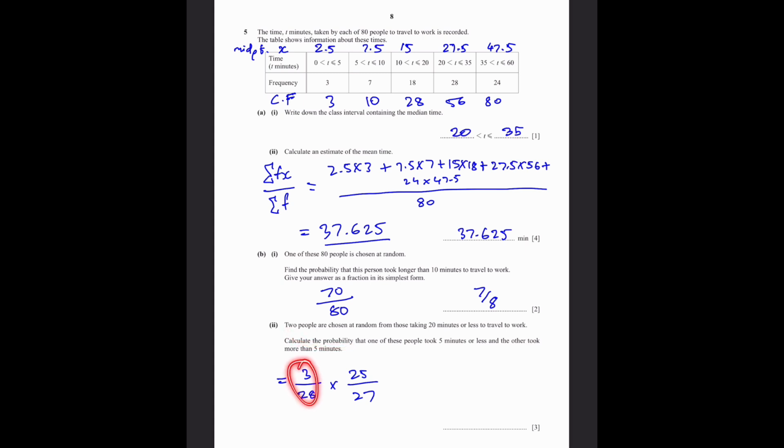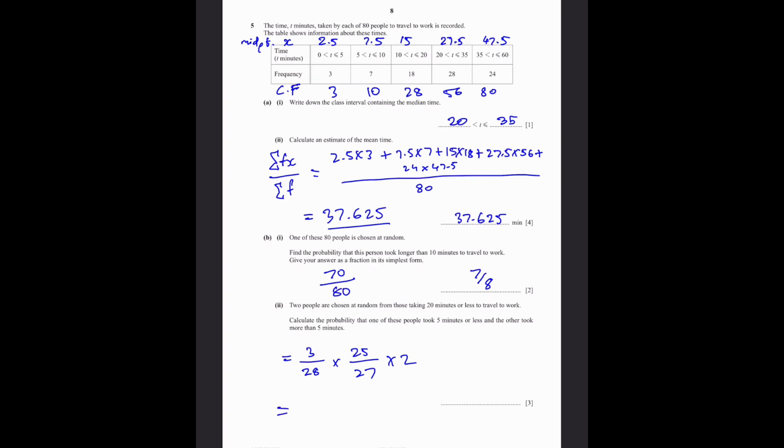So if you choose the first person, that means you have to subtract 1 over here to get 2. Now total is going to be 2 plus 7 plus 18, which is 27 now. And then 25 over 27 is the probability of the second one being between 5 and 20. And of course, you have to multiply this number by 2. That's because there are 2 different orders to get the same people. So you could either get this one first, which is greater than 5 minutes, or you could get this one first, which is less than 5 minutes. So there are 2 different ways that you can get the same 2 people. So you have to multiply by 2.